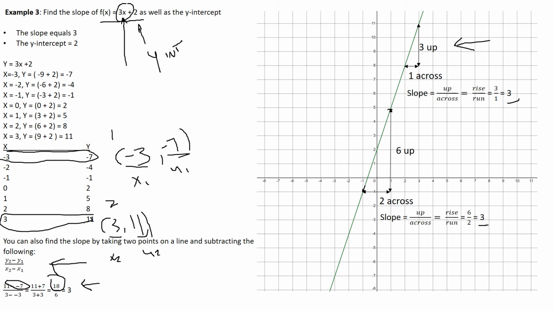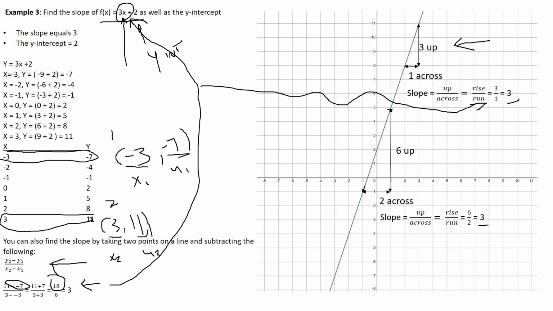So we looked at 3 ways we can find this. We can do it graphically, we can look at the equation, or we can find 2 points. And it's the same 3 as that right there, and also as we see the slope right there.